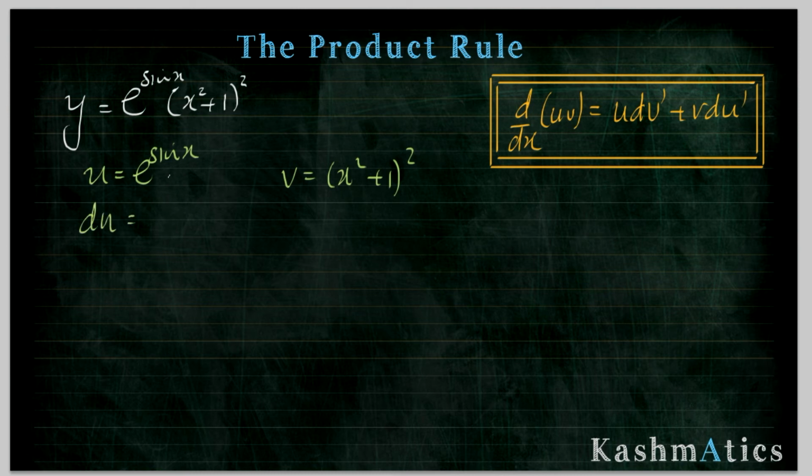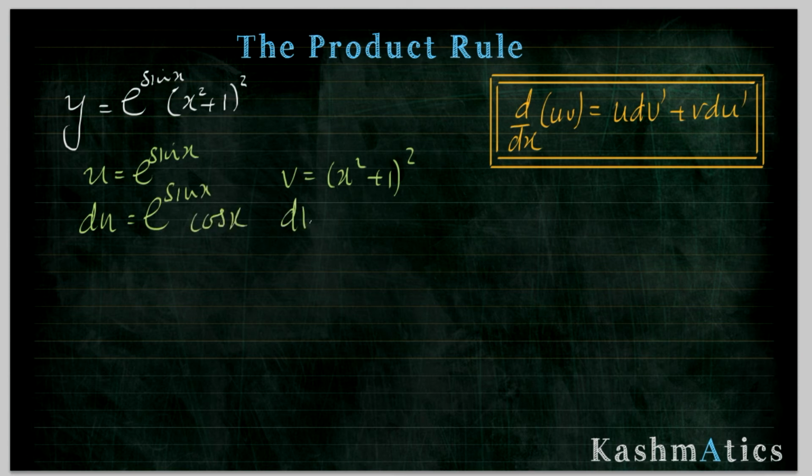So e to the power something is just e to the power something, but I need to remember to multiply it by the derivative of sine x. So this would be cos x. Well, let's just write it in the right order: e to the sine x cos x. Okay, that's a little bit neater.